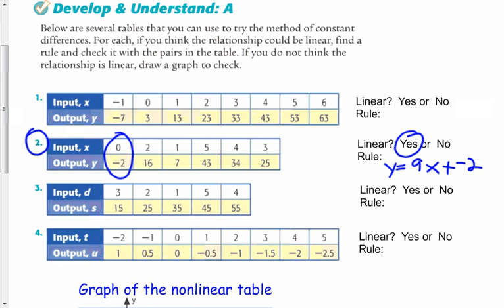And just checking that, if you took 9 times 3, that's 27 plus -2 gives you 25. That checks out. So that's the end of the lesson today, and the rest of this we'll do in class. But basically, you're trying to find a pattern of a constant change to help you create a rule, and that's called the method of constant differences.